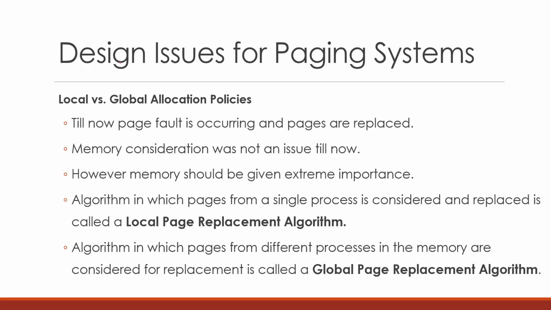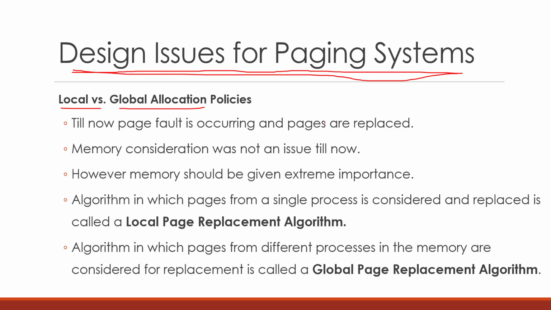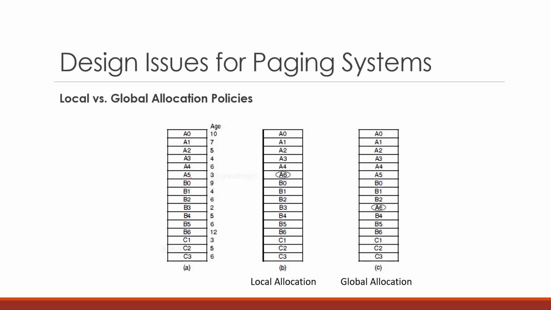So when we are designing a paging system, we need to make sure that we don't have a lot of page faults, right? In that case, we normally use two policies. One is a local allocation policy and the other one is a global allocation policy. Let me explain it to you with a diagram.